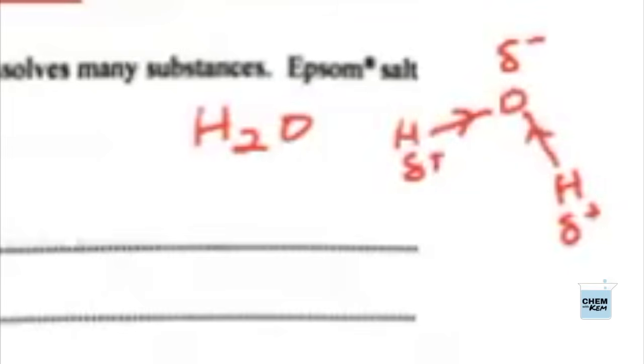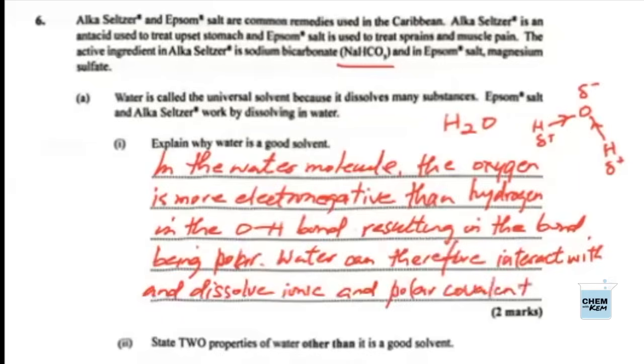That OH bond right there is polar. So let us put that in a sentence or two. All right, so as a result of all that was said just now, water can therefore interact with and dissolve ionic compounds and polar covalent compounds.